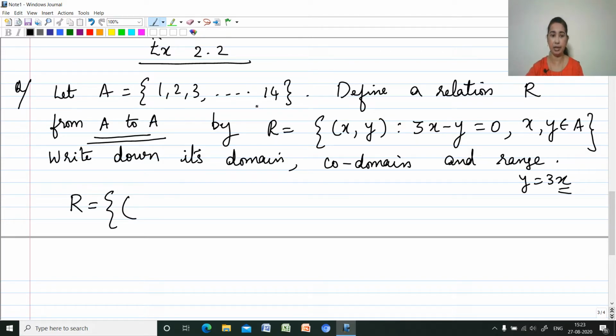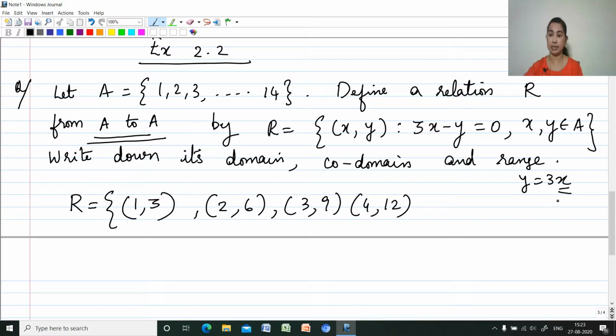So if I give the values of x here, if x equals 1, what about y? y will be 3. We are putting x equal to 1 here and we get the value of y. Then x equal to 2, y will be 6. x equal to 3, y will be 9. x equal to 4, y will be 12. x equal to 5, y will be 15. But here both sets go up to 14 only. So only these elements will be there in the relation.